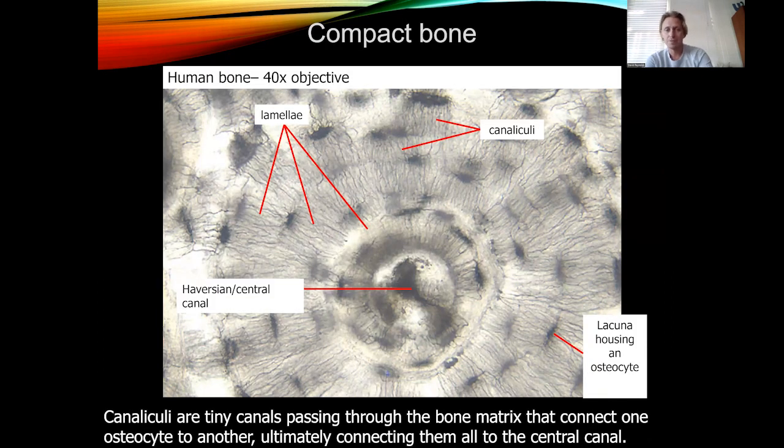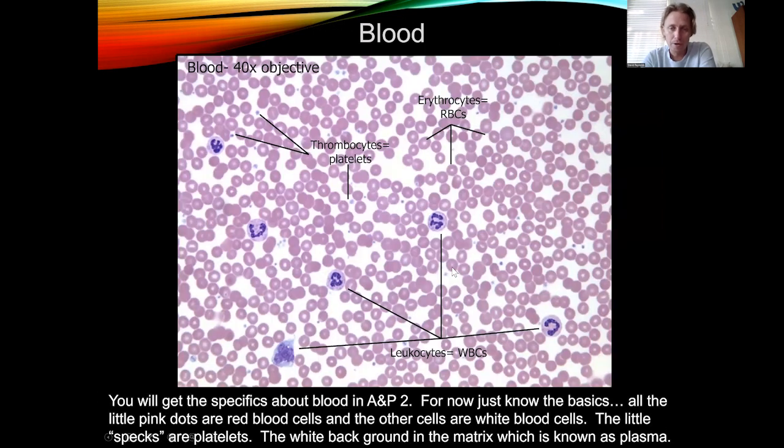All right, so another blood smear, just to keep practicing this. Do not worry about identifying the different types of white blood cells, and do not worry about the Latin name for white blood cell. You'll get into that in AP2. You could just say white blood cell for AP1.